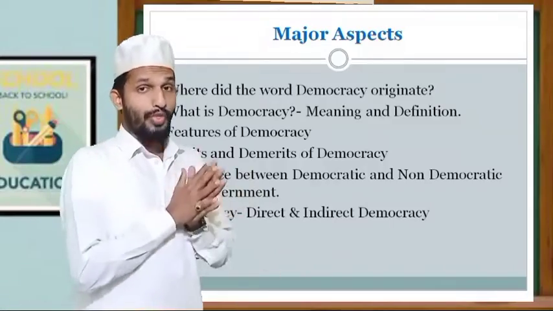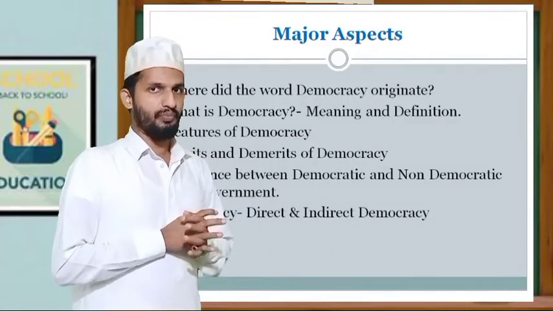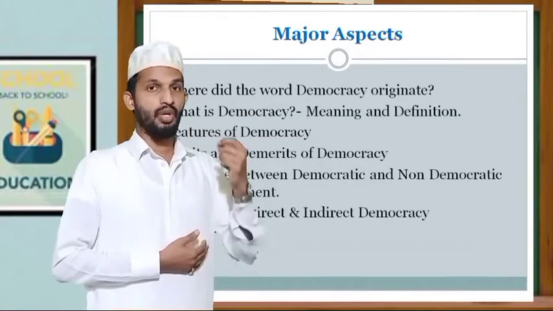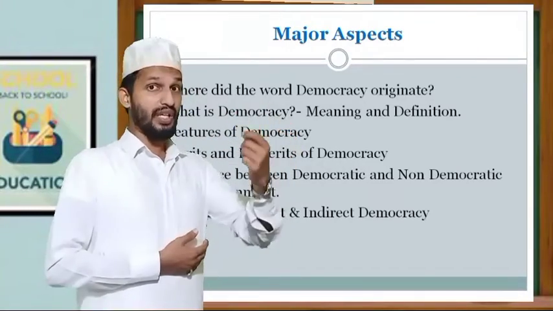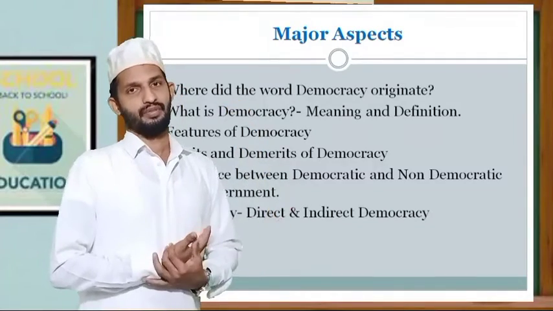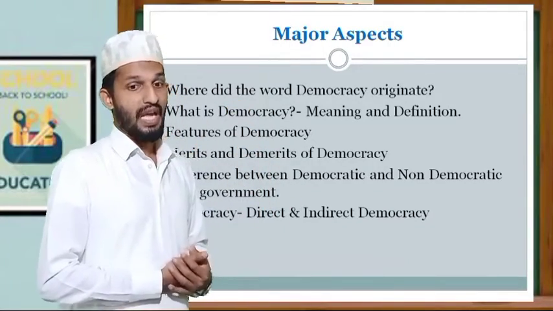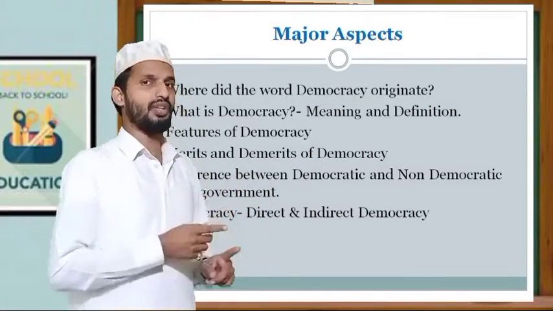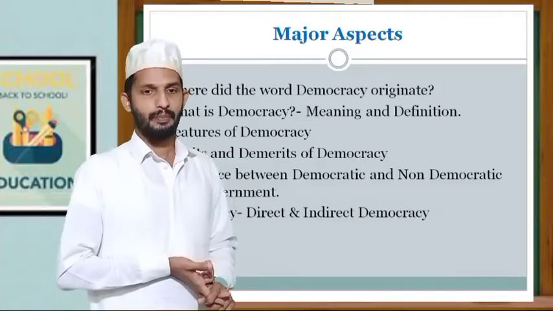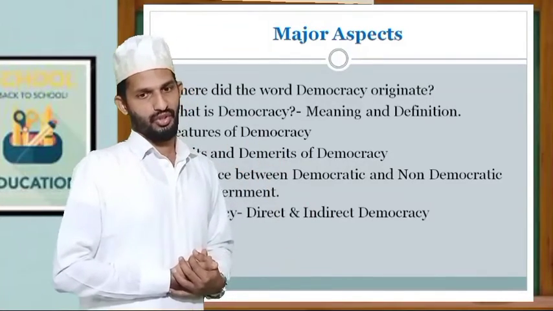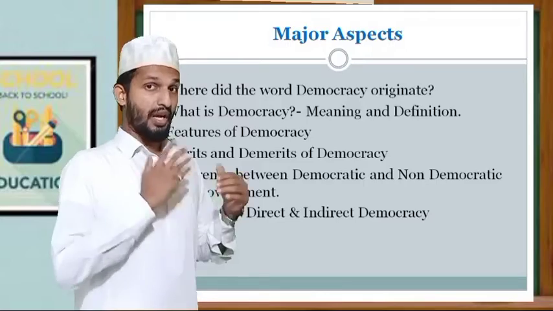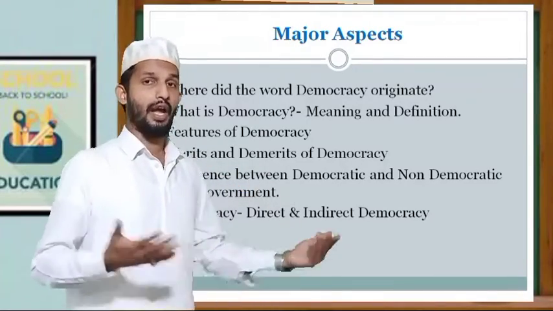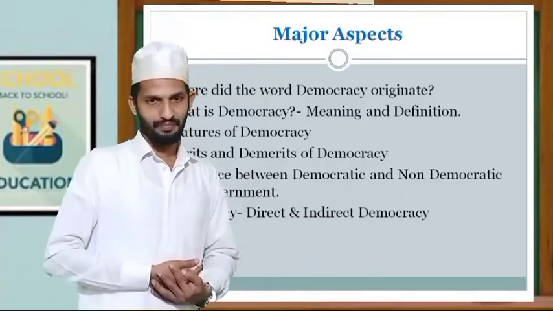So the major aspects of this chapter. First of all, we will study from where the word democracy derived or originated. And the second one, what is democracy? The meaning and the definition, both we will study. And the features of democracy, and the merits and the demerits of democracy, or advantages and the disadvantages of democracy.